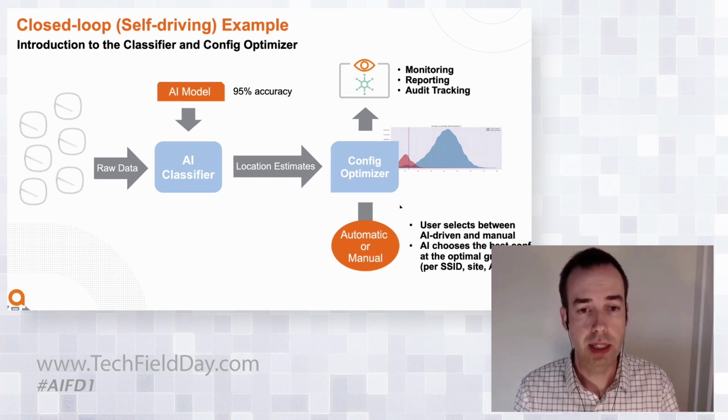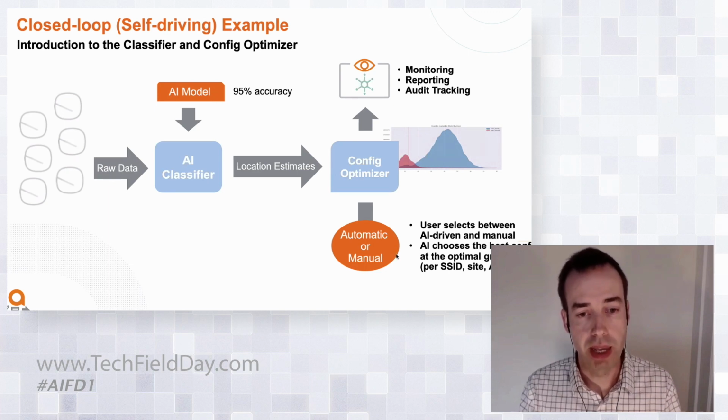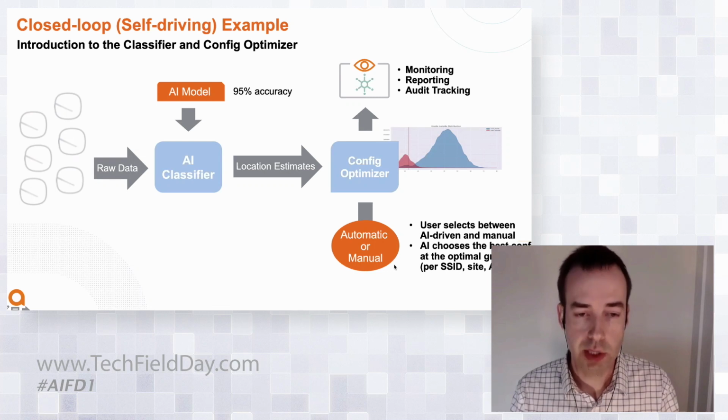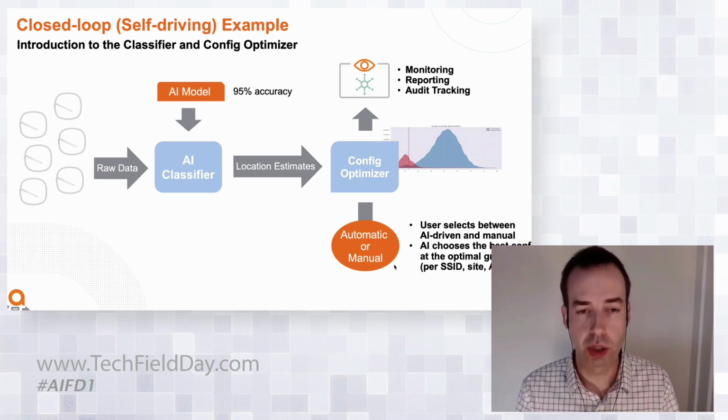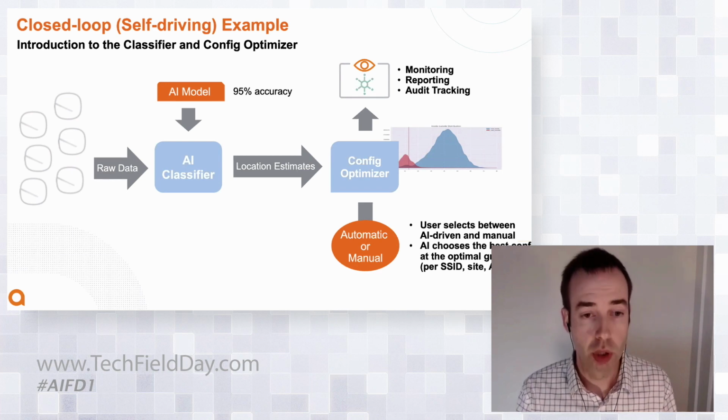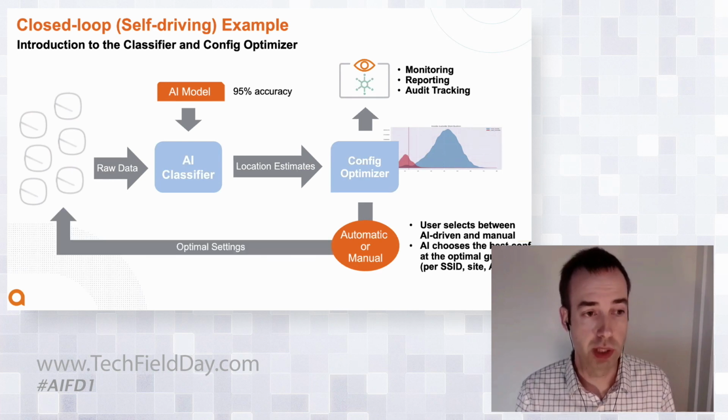And this setting now can either be applied manually or automatically. The customer has a choice to either review this recommendation and have their own opinion to decide whether that's something they want to go ahead with, or they can set this particular configuration to be AI-driven, in which case the algorithm will push the setting to the access points and apply it directly.